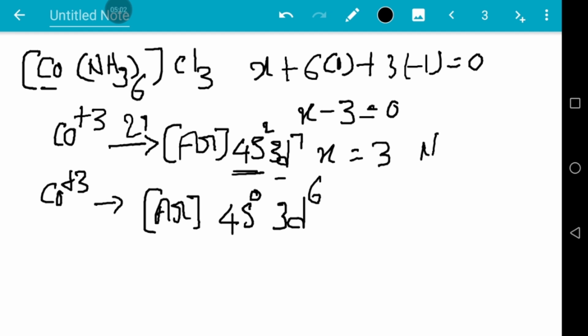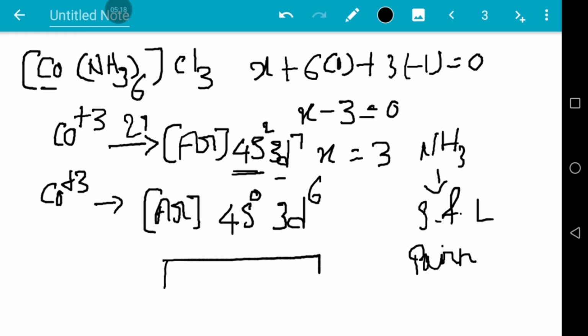Now ammonia is a strong field ligand. Strong field ligand means what will happen? Pairing will take place. Now 3d6 means totally how many d orbitals are there? 5 d orbitals are there. How many electrons? 6 electrons are there. But due to the ammonia strong field ligand, pairing will take place. Then 1 2 pair up, next 3 4 5 6. So totally 6 electrons we filled.